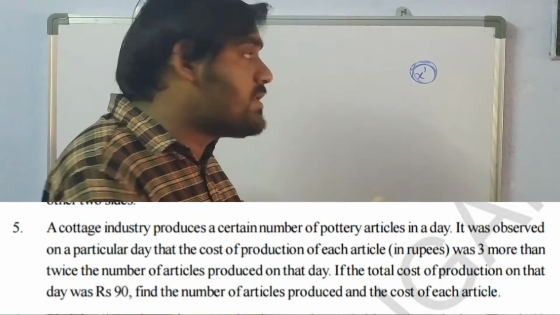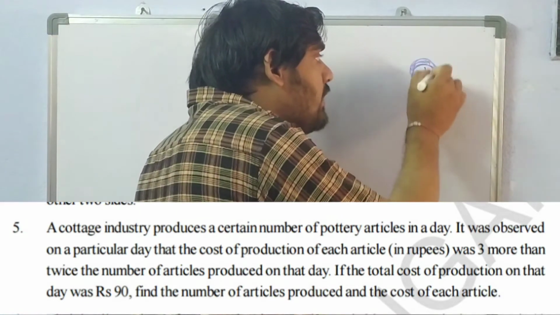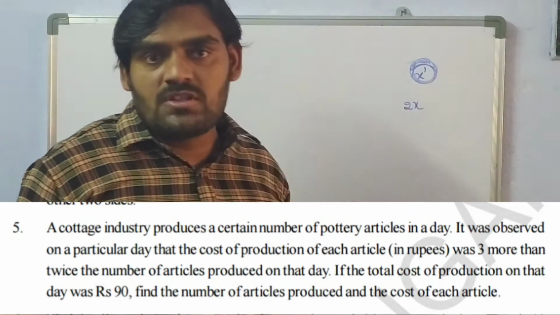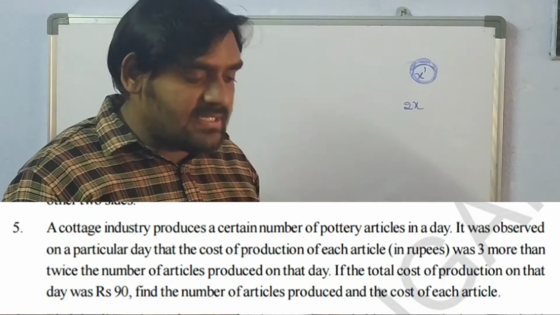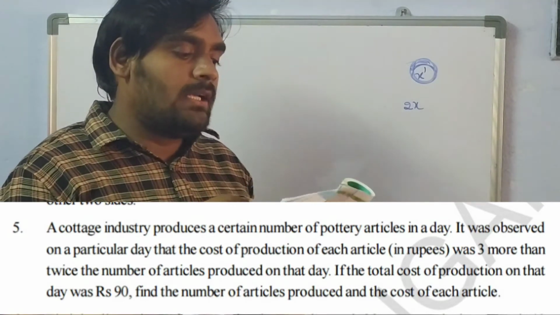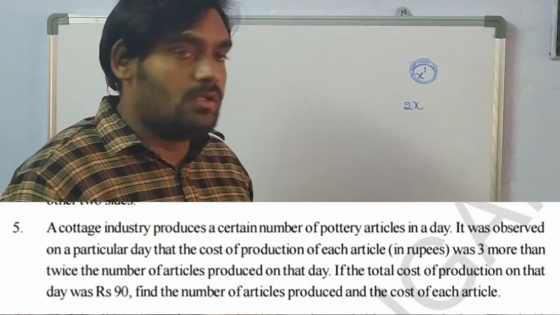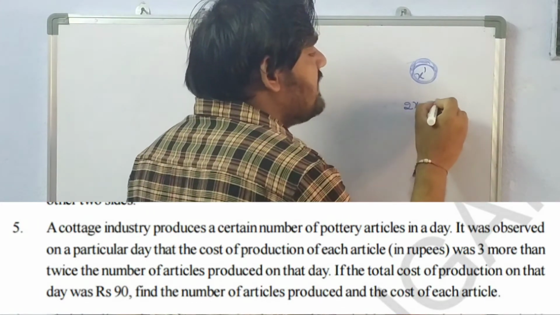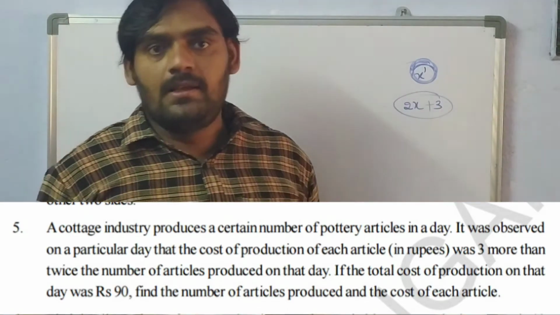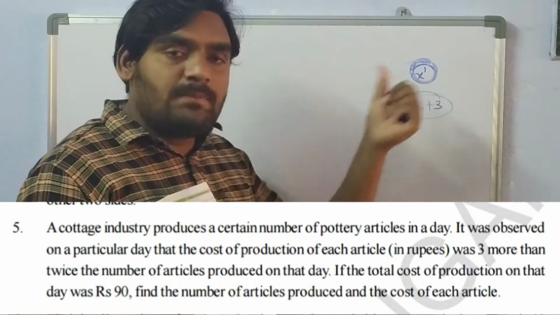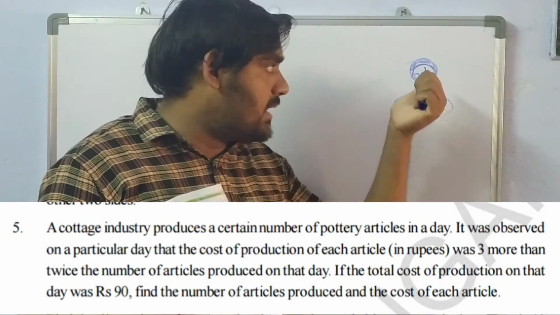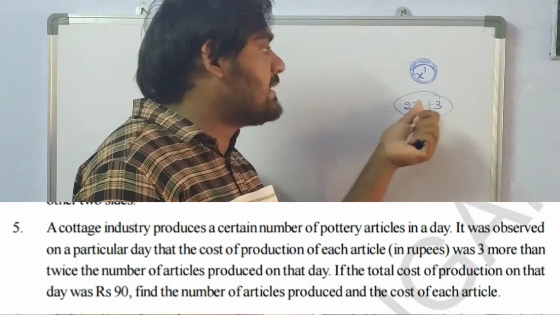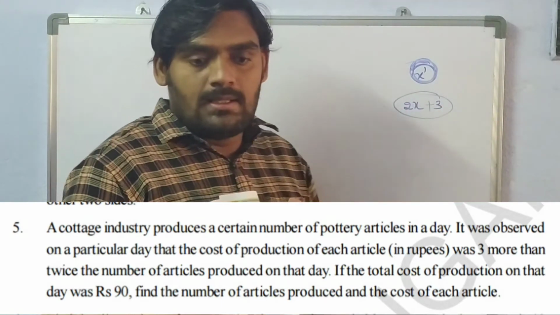Twice the number of articles produced on that day. How many articles are produced? Here we assume x number of articles are produced. So twice the number of articles produced means 2x. But the condition here is 3 more than twice the number of articles produced, which means 2x plus 3 we will get. See here, x is the number of articles produced on the day. At that time, the cost of each article will be 2x plus 3. We have to take it like that.